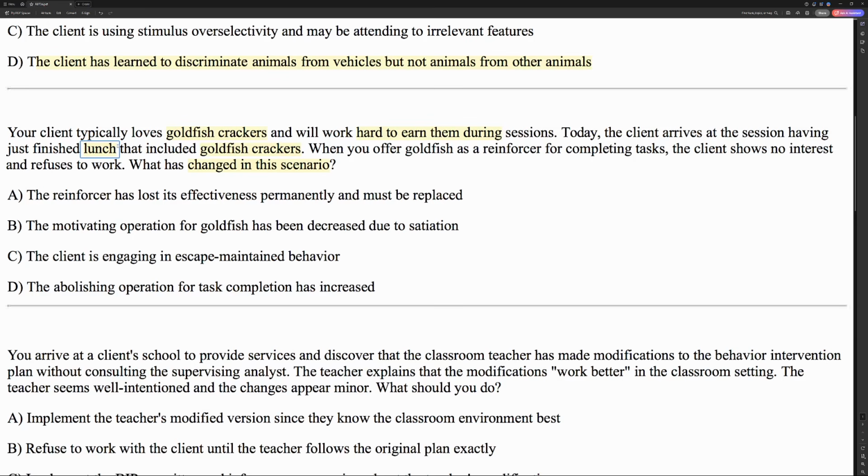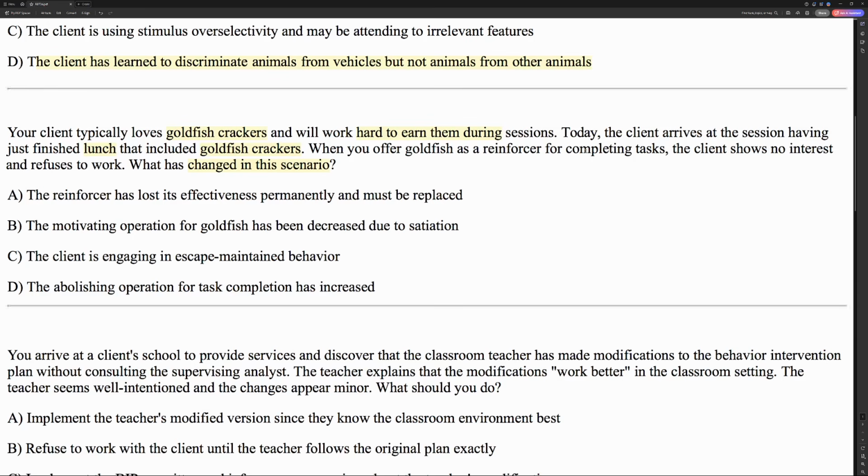You've satiated on it. In this case, if the client just had goldfish, and now they don't want goldfish when they usually would, it's very likely they've satiated on those goldfish crackers. This is why often when we have strong reinforcement, we try to limit it maybe to just sessions so satiation doesn't occur. So this is the question where we've basically predicted the answer.